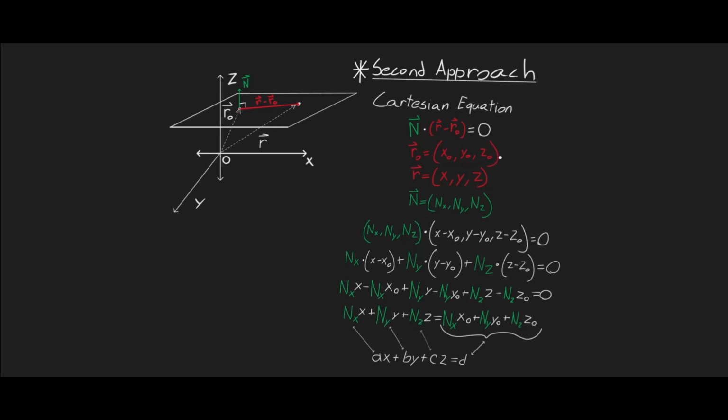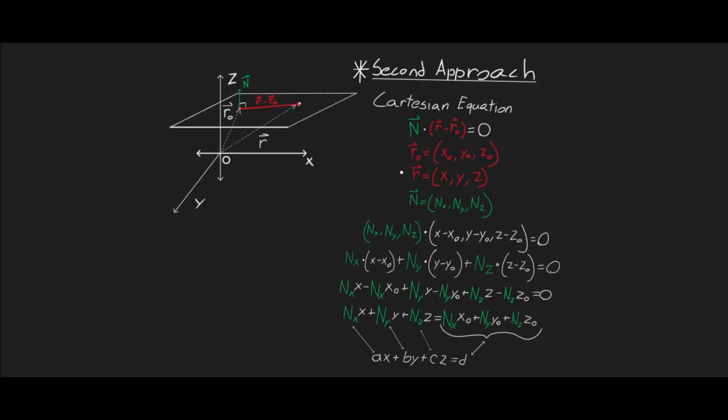We can say that r0 is equal to x0, y0, and z0. This will just be our starting point. And r will be equal to x, y, z. This is any point on the plane. Then that means that n will be equal to nx, ny, nz.